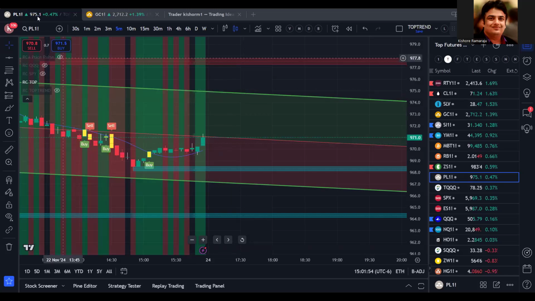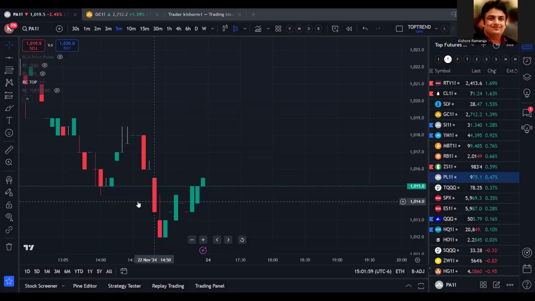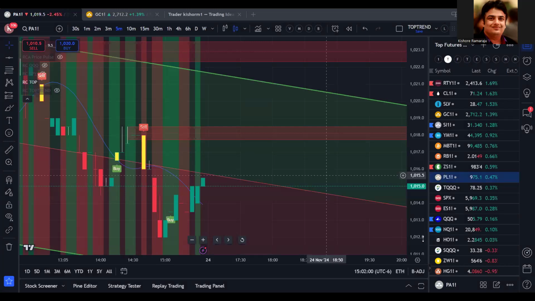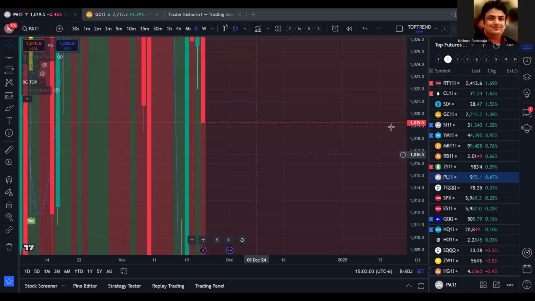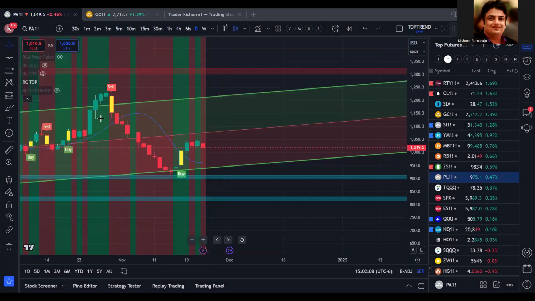So then palladium, right? Because generally all the metals move in the same direction. If I go to the daily time frame, it came all the way from the top to the bottom, you got a buy. It went a little bit up. There is a small pullback, and it may start going up again. So it will go all the way till the resistance. From 1019 it can go nearly until 1200, maybe around 1300.